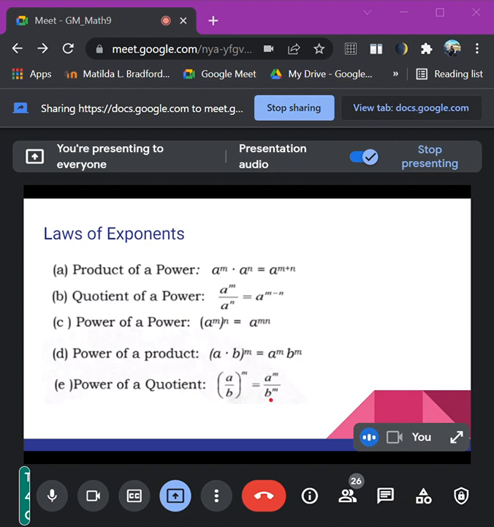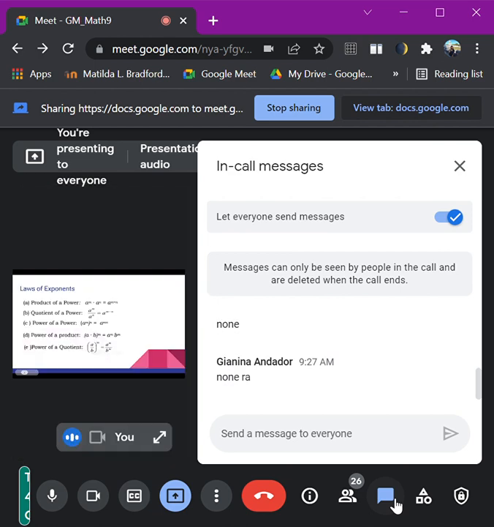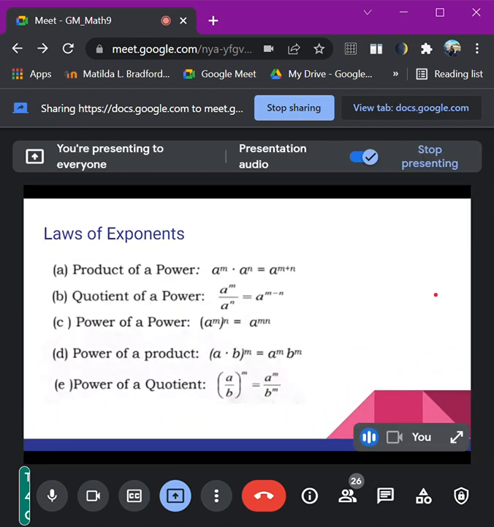Okay, so far, do you have any questions for our laws of exponents? Okay, this is a reminder, so don't forget them, because this will be used in all of your algebra classes.